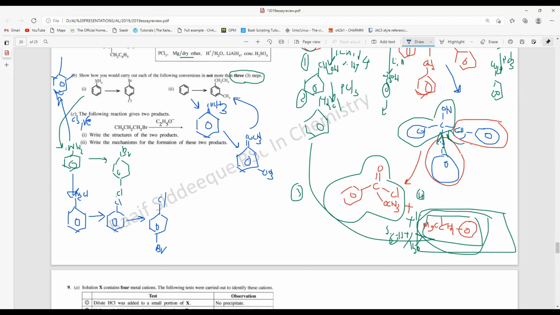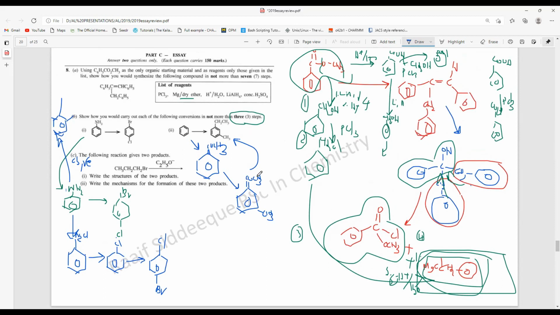Then you need to come from here to here. So what is the easiest way to remove COCH3? That is the Clemmensen reduction. So Hg zinc amalgam, concentrated HCl would give you COCH3 to CH2CH3. The C=O is replaced by 2 hydrogens. So the reduction will happen to give this. How many steps? 1, 2, 3. Again 3 steps. No problem. Okay, so these are very simple things.